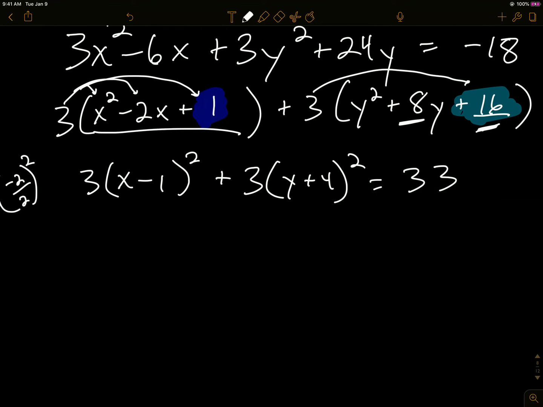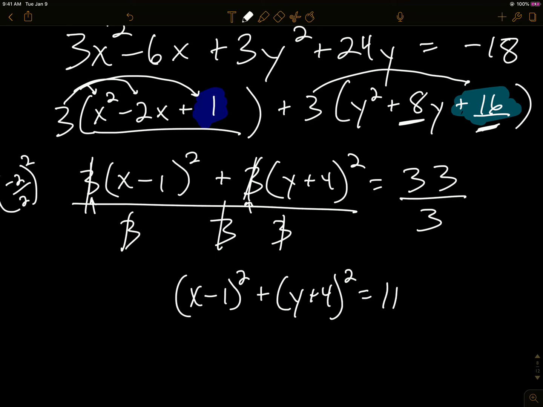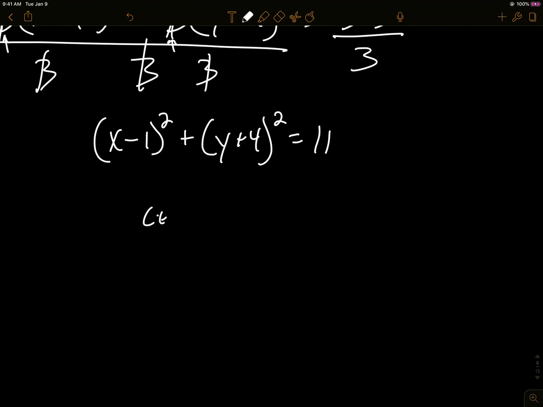We're not quite yet at our graphing form of a circle because in graphing form there were no numbers in front. So we've got to divide both sides of the equation by 3. So these all cancel over there because I divide each part by 3, right? So these cancel. And then over here I get 11. So x minus 1 squared plus y plus 4 squared equals 11. So then the center is 1, negative 4, and the radius is the square root of 11.